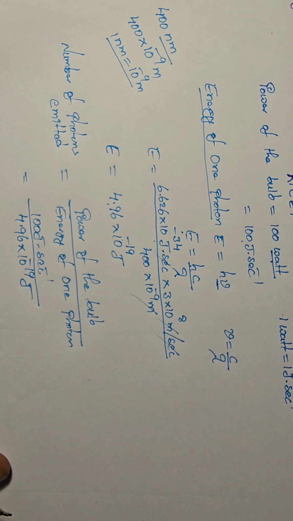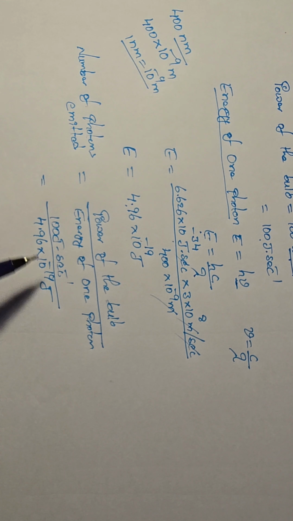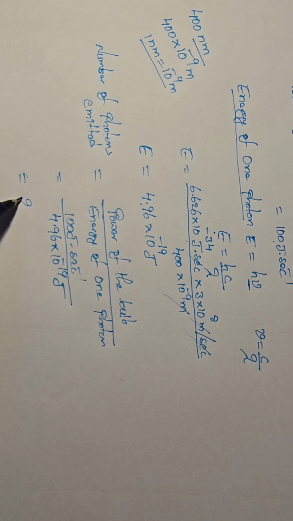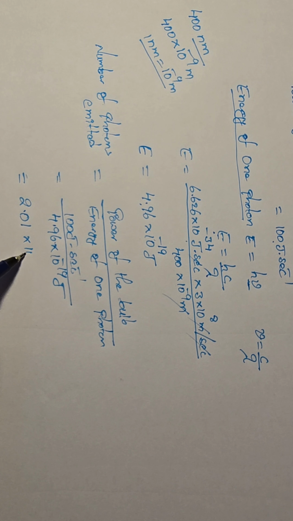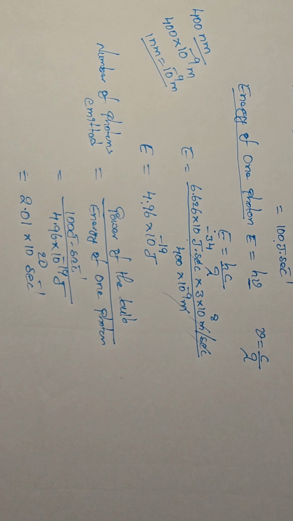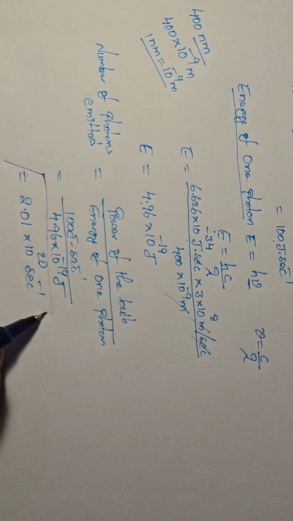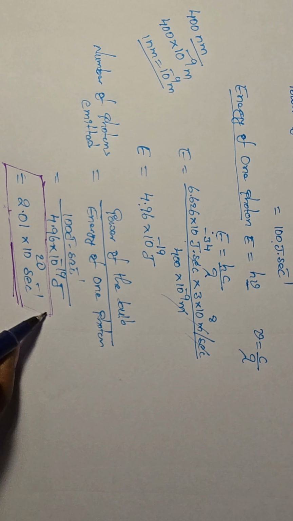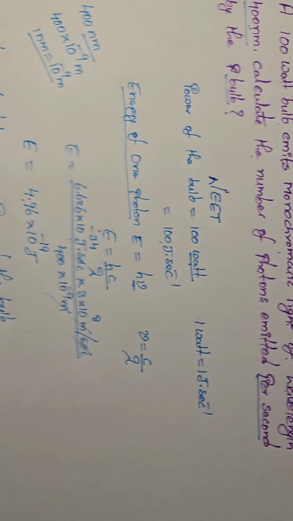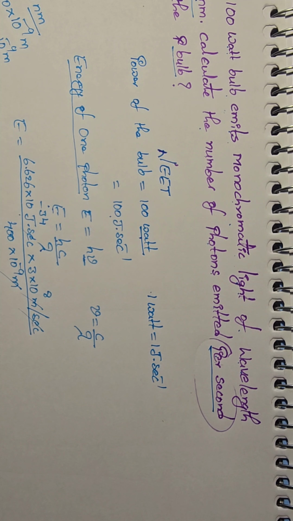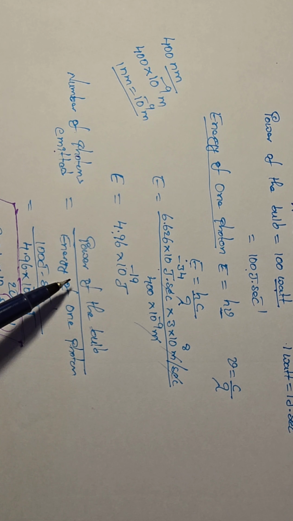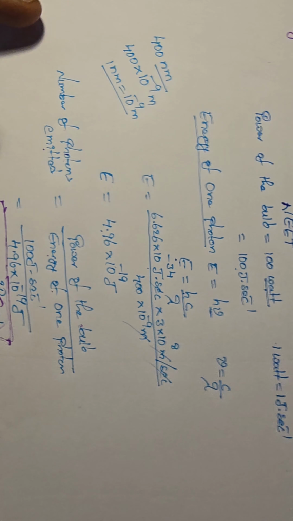So how many photons are released? After simplifying, the final value is 2.01 into 10 power 20 second inverse. These are the number of photons emitted per second. The question is asked per second, so the answer we get is per second. So the number of photons emitted is equal to the power of the bulb divided by the energy of 1 photon.